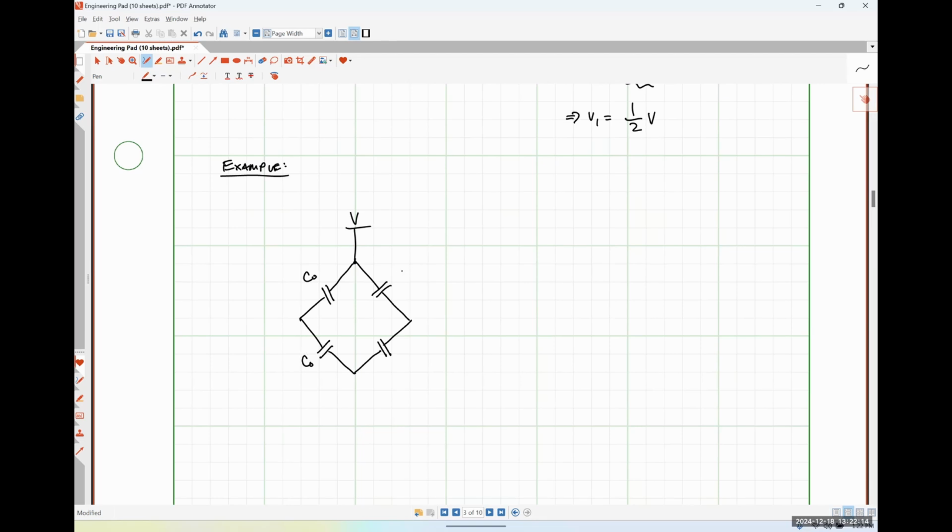Here's C naught. This is going to be CW1, which will be C naught plus some delta C. This one down here will be CW2, which will be C naught minus some delta C. There's my ground. Here's my voltage V1. Here's my voltage V2. And let's say that C naught is 100 femtofarads, delta C is 1 femtofarad, and V is 1 cosine omega t volts.